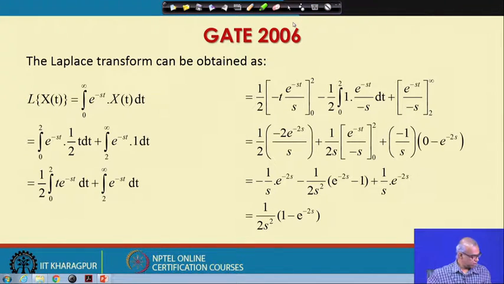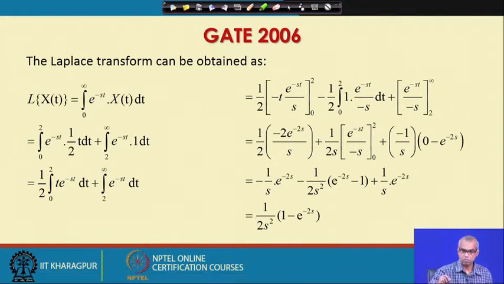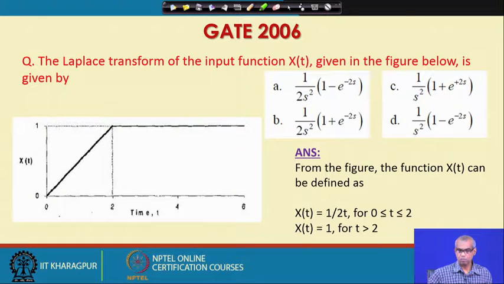So, 1 by 2 s square into 1 minus e to the power minus 2 s is one of these options.